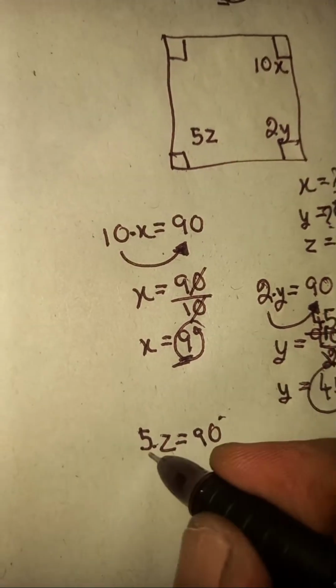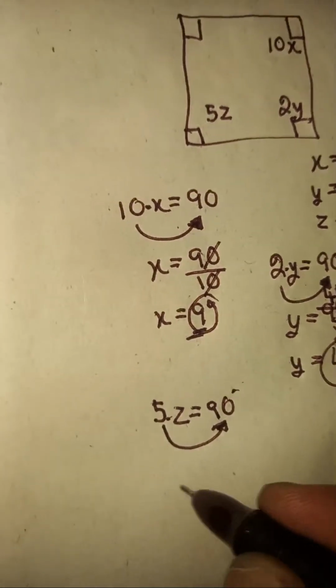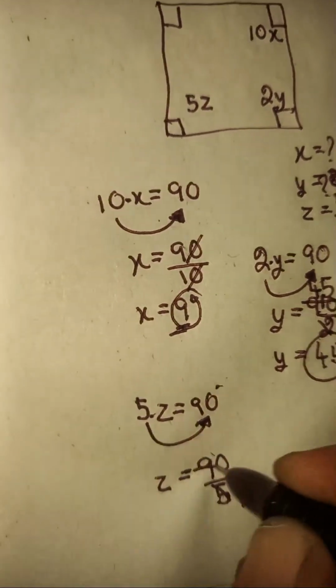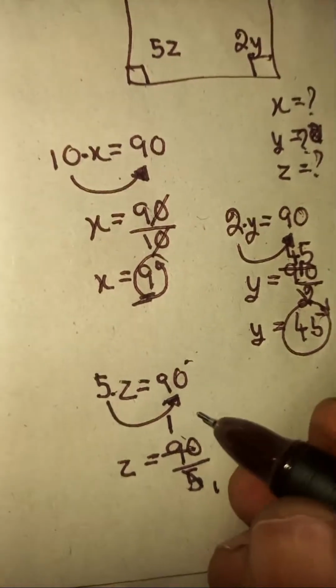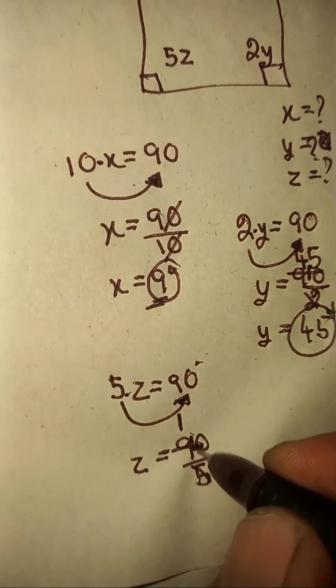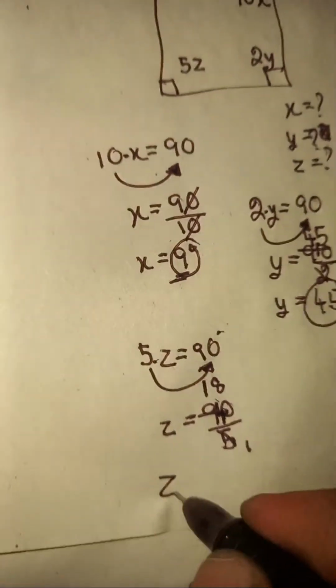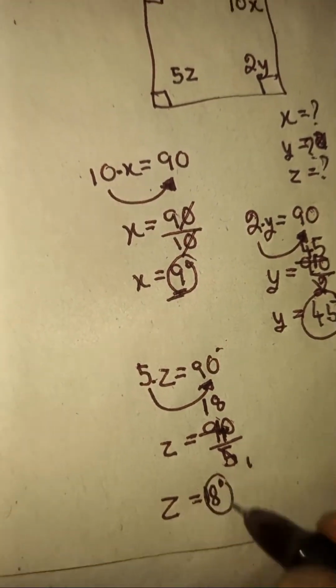This is 5 times z, 5 comes here, below. z is 90 by 5. You can divide: 5 ones are 5, 9 minus 5, 4 remains, it is 40. 5 eights are 40. So z equal to 18 degrees.